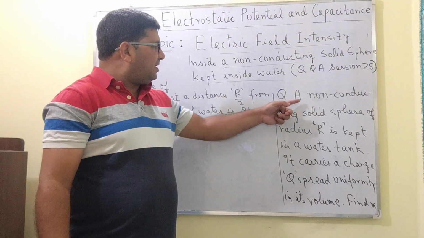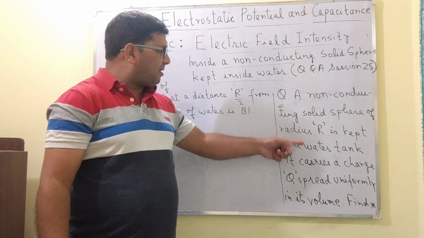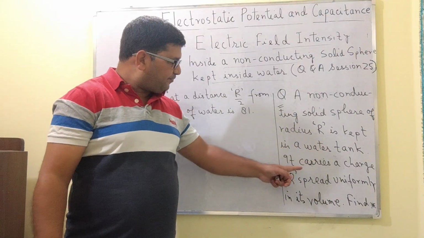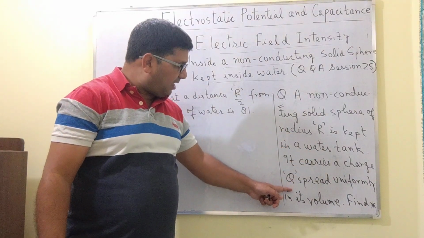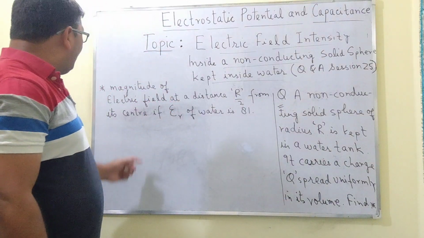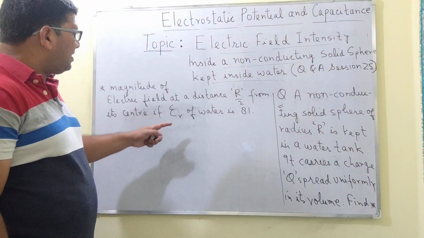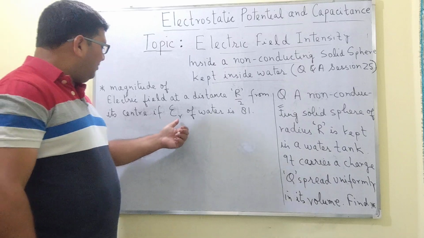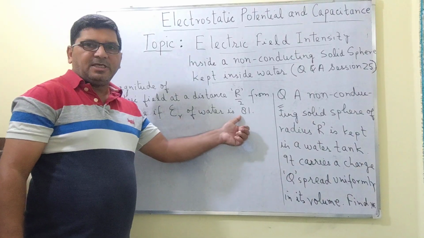So the question is, a non-conducting solid sphere of radius capital R is kept in a water tank. It carries a charge capital Q, which is spread uniformly in its volume. We have to find the magnitude of electric field at a distance r by 2 from its center if the relative permittivity of water is 81.